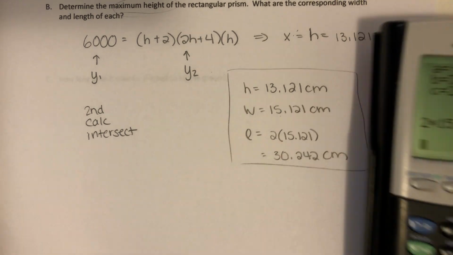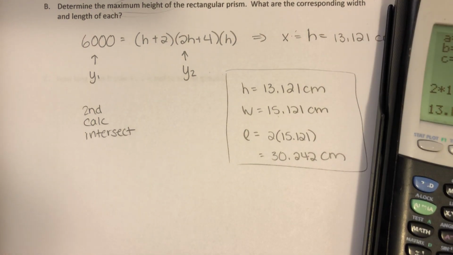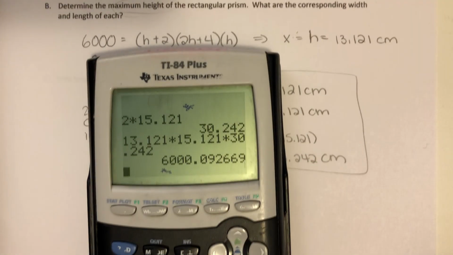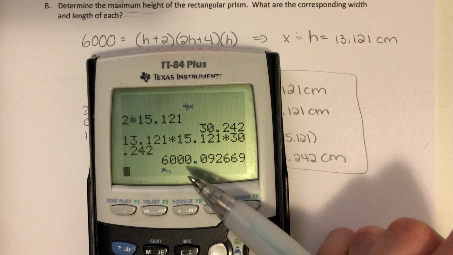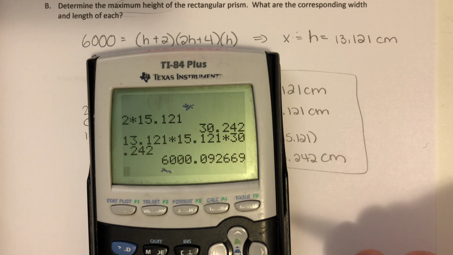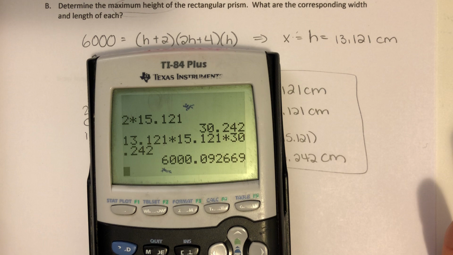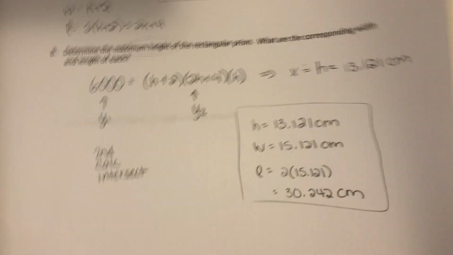And then if we're unsure about that, we can actually multiply all these out. So 13.121 times 15.121 times 30.242, we get basically 6,000 on the nose. And the reason why it's not exactly 6,000 is those rounding issues. Okay, so the more decimal places you keep, the more accurate it's going to be. But if you had rounded this to the nearest hundredth, you would have got like 5,998.8 or something, which is also very close. So don't feel like you have to keep more than like 2 or 3. Okay, so there's that question.